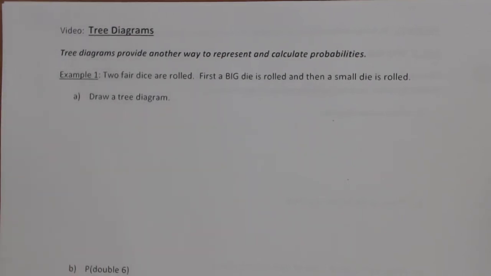Today we are going to be learning about tree diagrams. Tree diagrams provide another way to represent and calculate probabilities. Example 1. Two fair dice are rolled. First a big die is rolled, and then a small die is rolled.